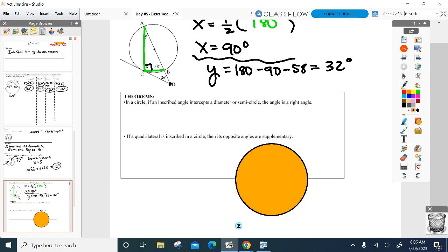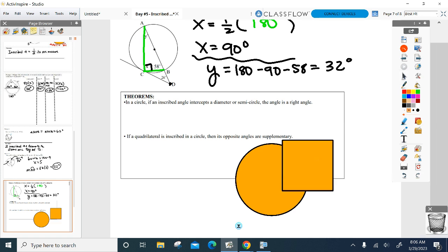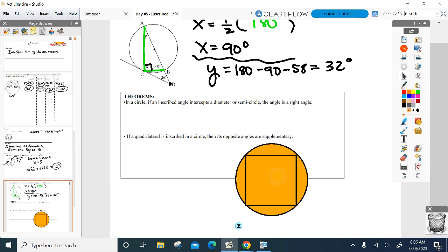Come on, Spence, let's go. I don't care what it looks like. It just has to be 4 sides and the vertices have to touch the circle. And name those points that it touches. All right, name the points where the quadrilateral touches your circle.